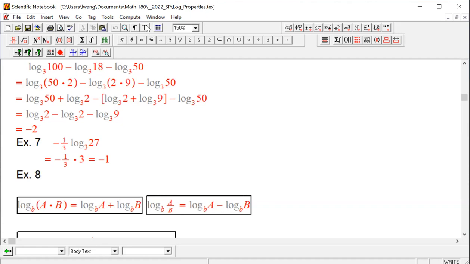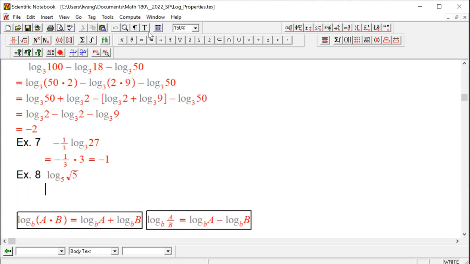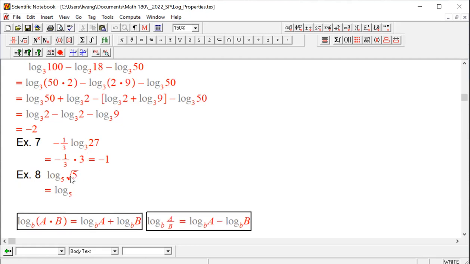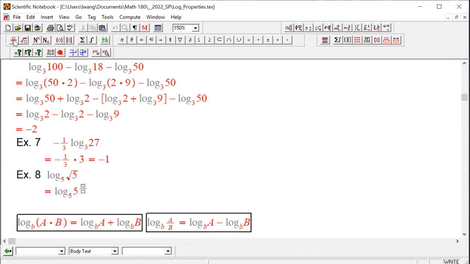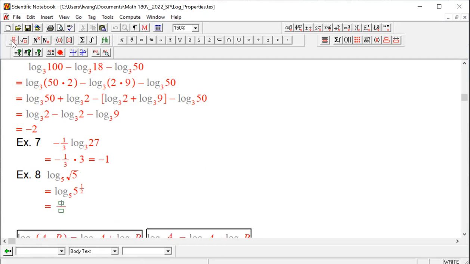Well, log base 5 of square root of 5. What would that be equal to? Well, we have log base 5. Right here, root 5 is 5 raised to the power of half. Okay, so the answer is going to be half. All right.